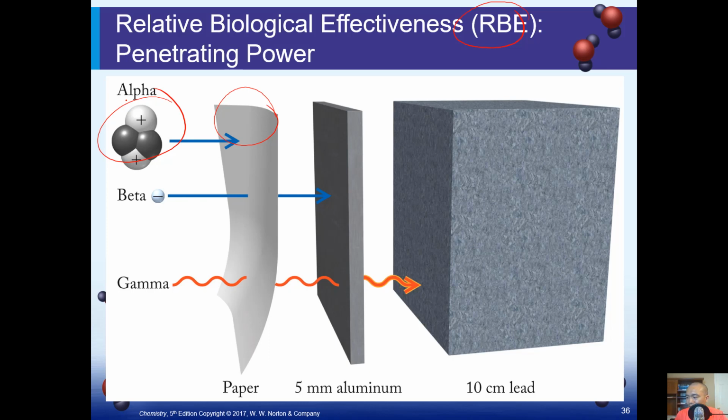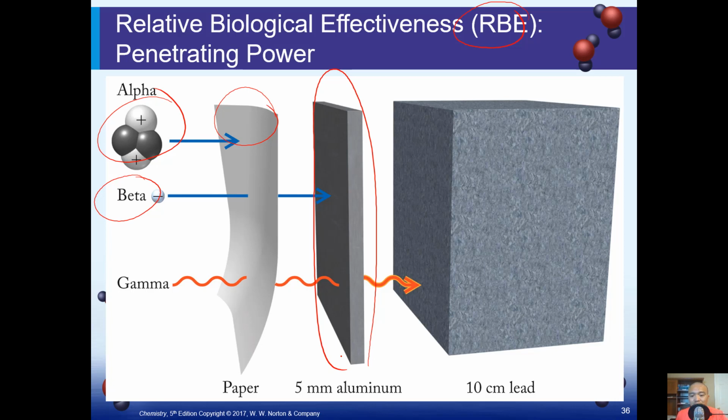And the beta particles, essentially, are high-energy electrons. They have very little mass. As a result, they can penetrate farther than alpha particles, protons, or neutrons. They can pass through paper, but can be stopped by a thin piece of aluminum. Beta particles have an RBE value between 1 and 1.5.